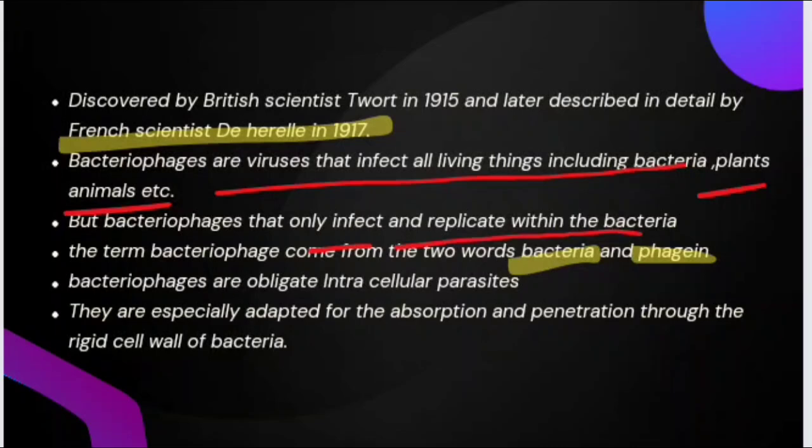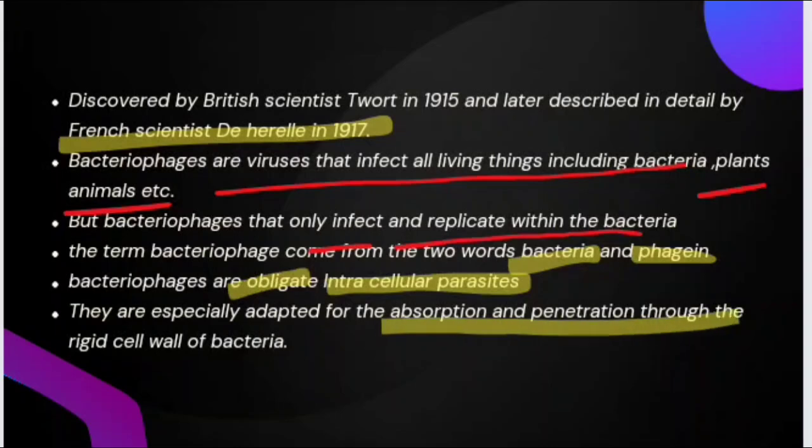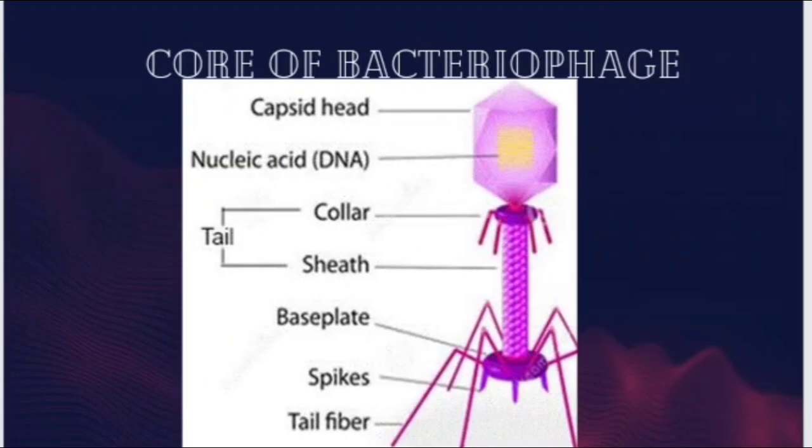Also, bacteriophages are obligate intracellular parasites. That is, they replicate within the host body, within the bacterial body. They are specially adapted for the absorption and penetration through the rigid cell wall of bacteria. When we study the structure of a bacteriophage, we will see that it is specially modified for these two reasons, absorption and penetration into the bacteria.